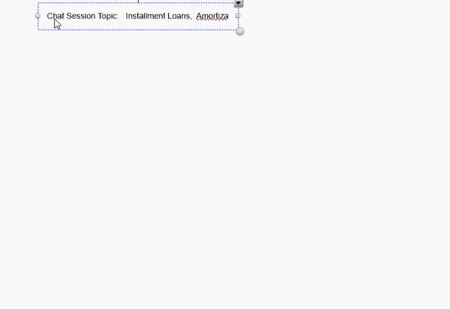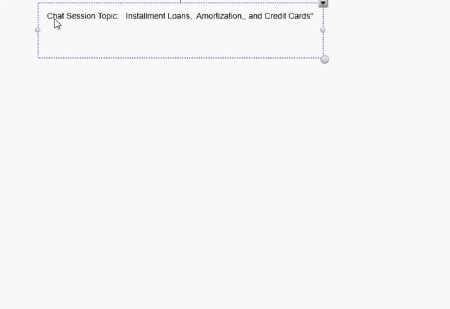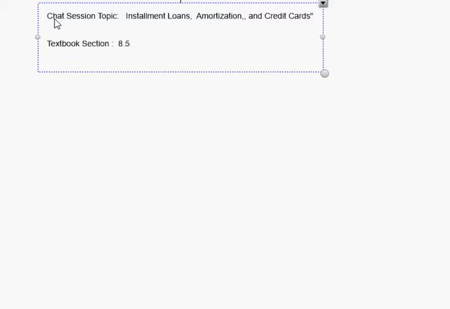Next session topic is installment loans, amortization, and credit cards. Textbook Chapter 8, Section 5, or 8.5.